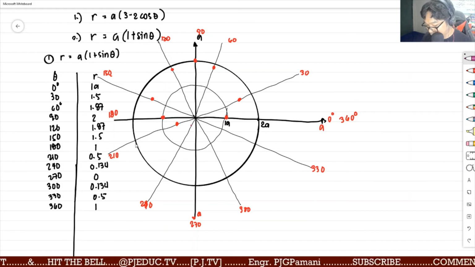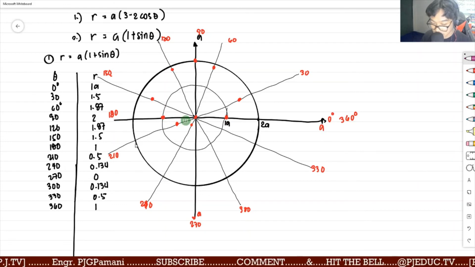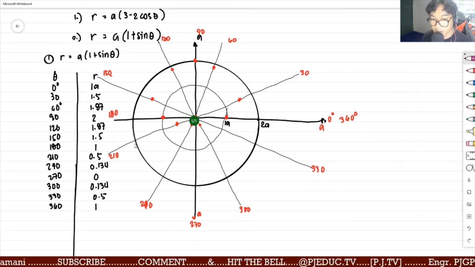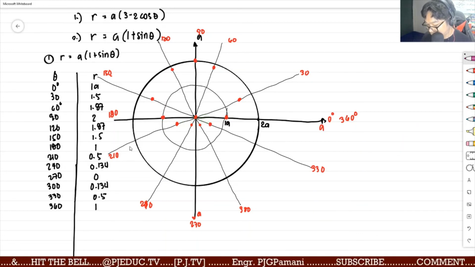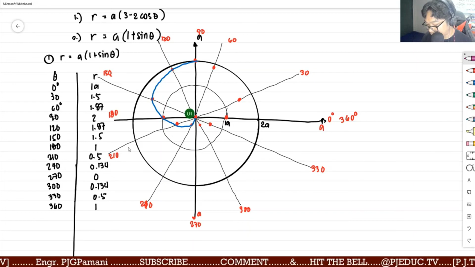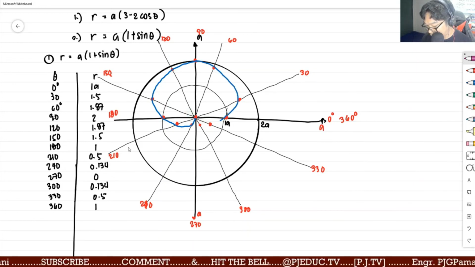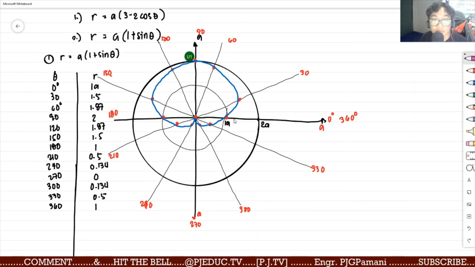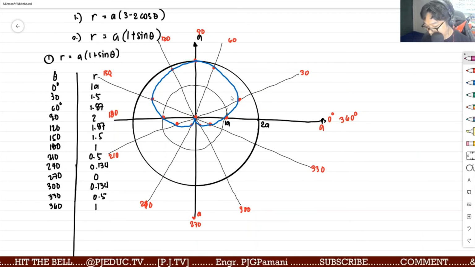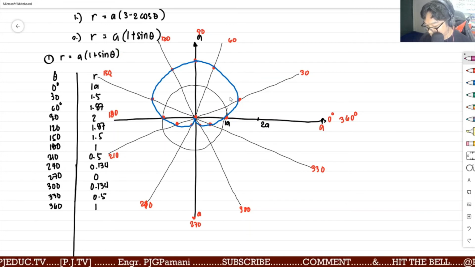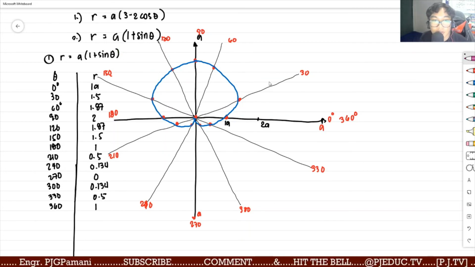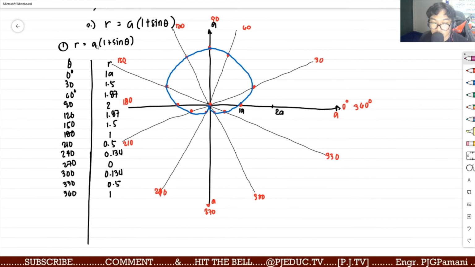240, 0.134. 270, 0. 300, 0.134. 330 is 0.5. Then at 360, that is 1. Sabi ko nga, this polar curve is a heart. So that is now your polar curve. So pwede mo nang tanggalin yung circles mo. Okay? Yan na yung R equal to A times 1 plus sine theta.